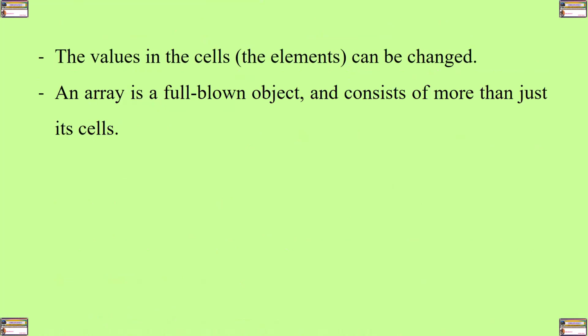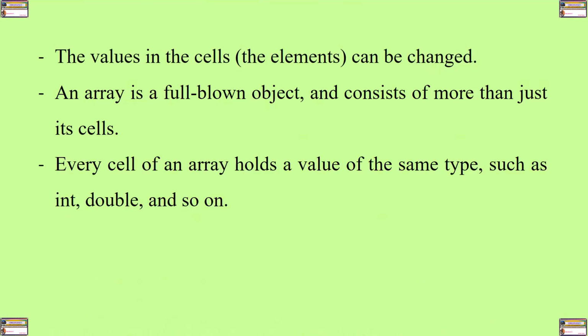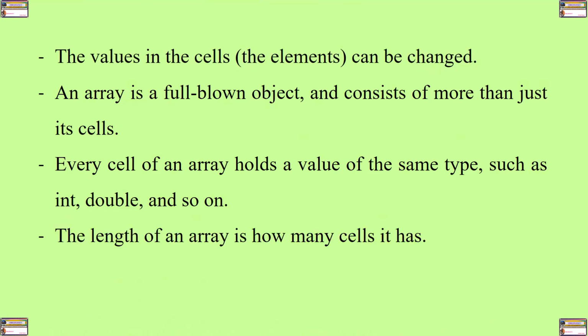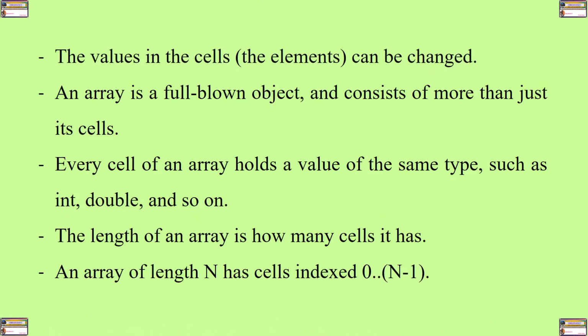An array is therefore a full-blown object and consists of more than just its cells. This is because every cell of an array holds a value of the same type, such as integer, double, and so on. The length of an array is how many cells that it has. So an array of, for example, length n has cells indexed as 0 to n minus 1.